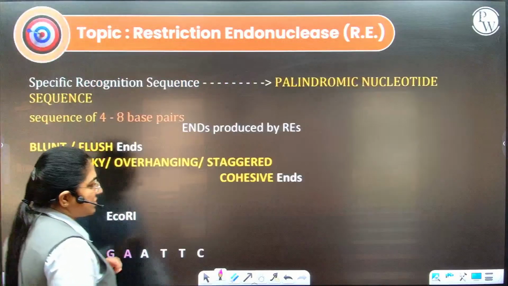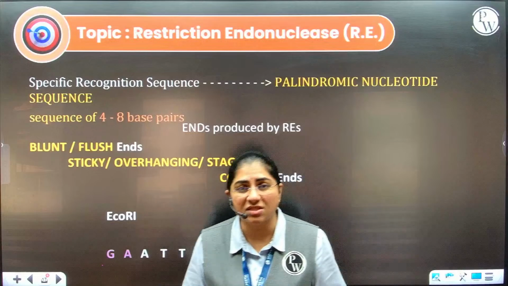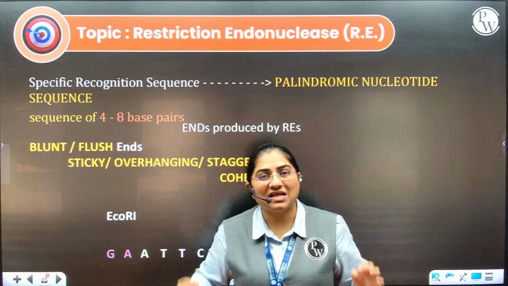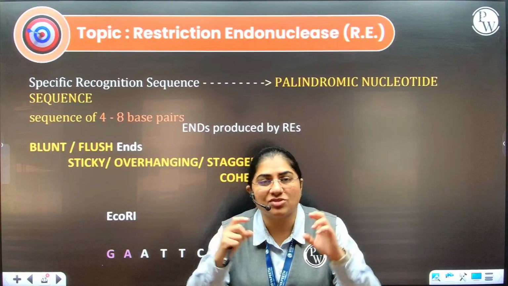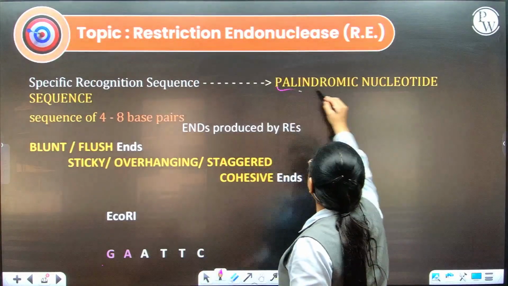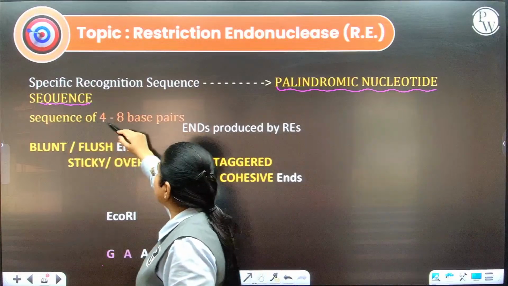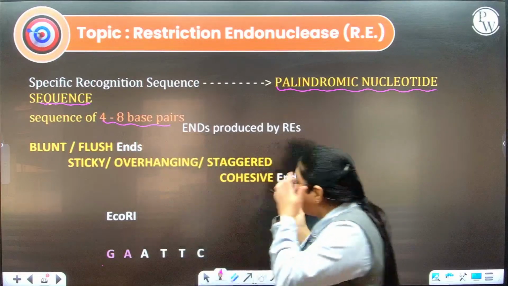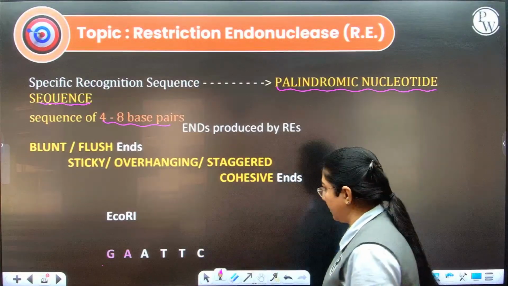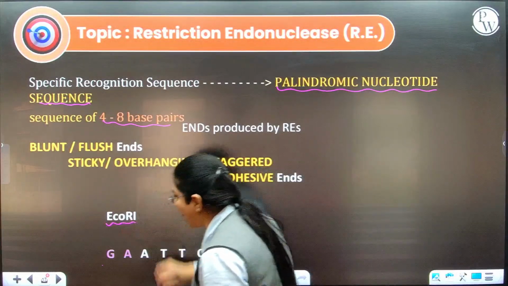Now these REs will not cut anywhere anyhow, then it doesn't serve the purpose. These REs will cut at a specific site, and these sites are called recognition sequences, which are basically palindromic sites. What are these palindromic nucleotide sequences? They are basically sequences of 4 to 8 base pairs, which will read the same when you read it forward as well as backward. So say for example, if I am talking about an enzyme, this is RE EcoRI.